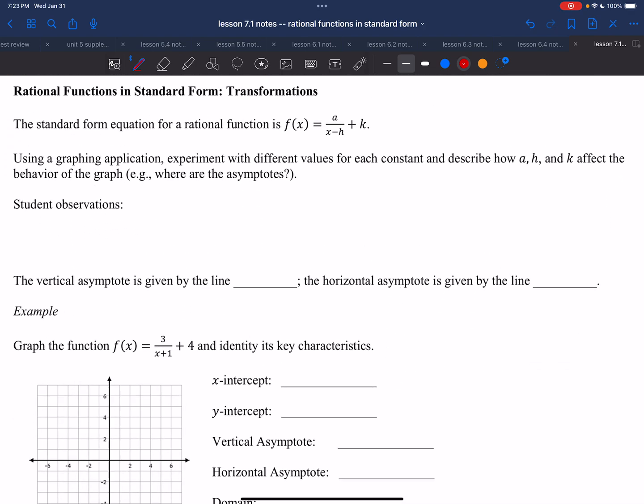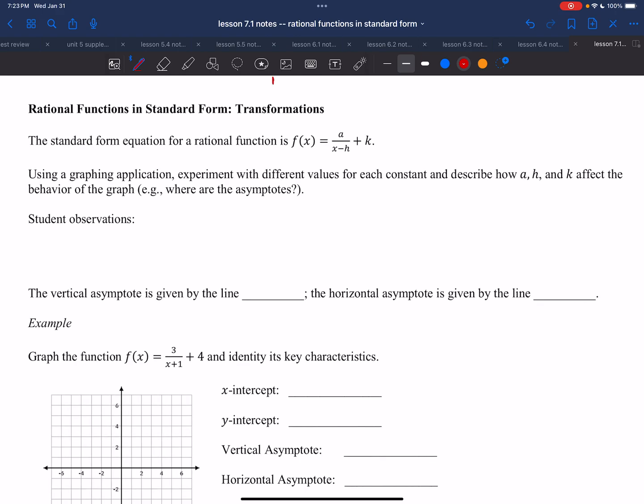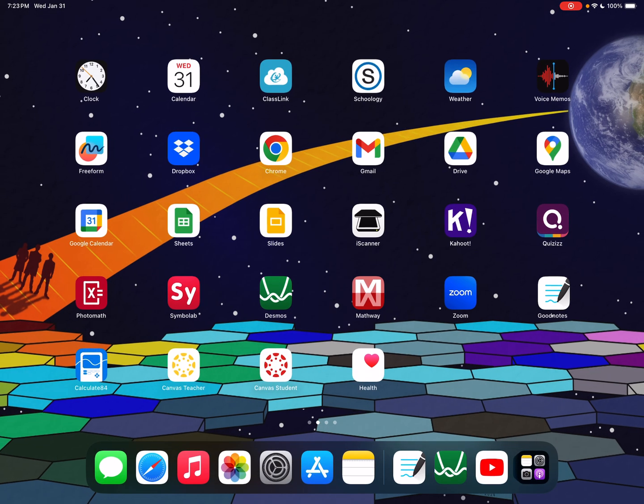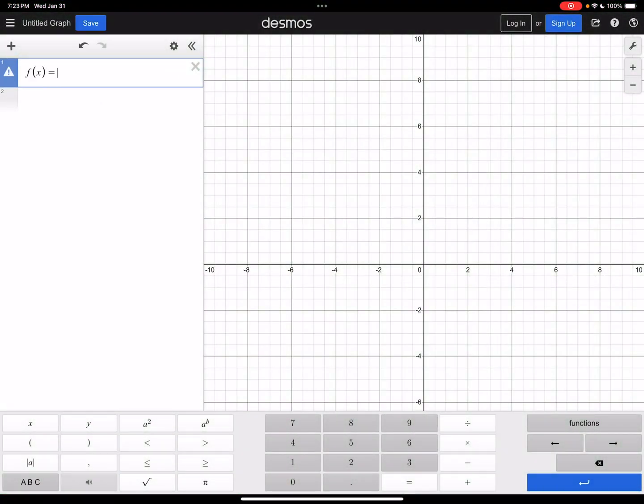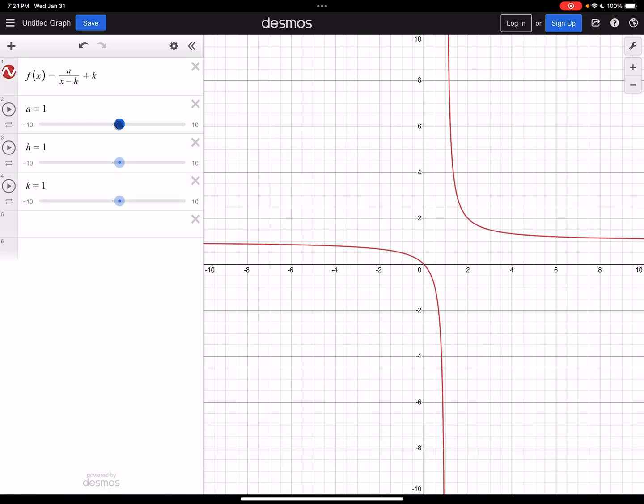So rational functions and standard form transformations. Now, this piece of the lesson was a little bit exploratory. I'll go ahead and just sort of mimic the exploration here. But what students were supposed to do is type this function into Desmos. So f of x equals a over x minus h plus k. And so I'll go to Desmos, and I'll type it, because why not? f of x is a over x minus h, plus k. And I'll add a slider for this. And so you can see my function here.